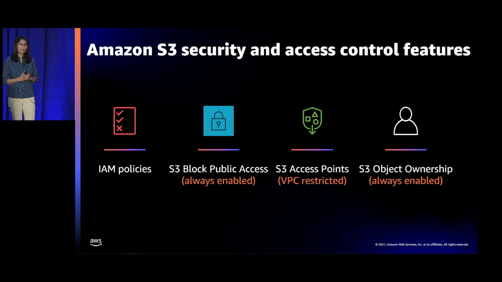Amazon S3 on Outposts provides the same security and access control bar that you're familiar with and comfortable with in region. You can use IAM, that is Amazon Identity and Access Management policies, to grant or deny access to various identities like IAM users or IAM roles. S3 Block Public Access is always enabled. What this means is any object stored in any of your S3 buckets on Outposts will not be publicly accessible.